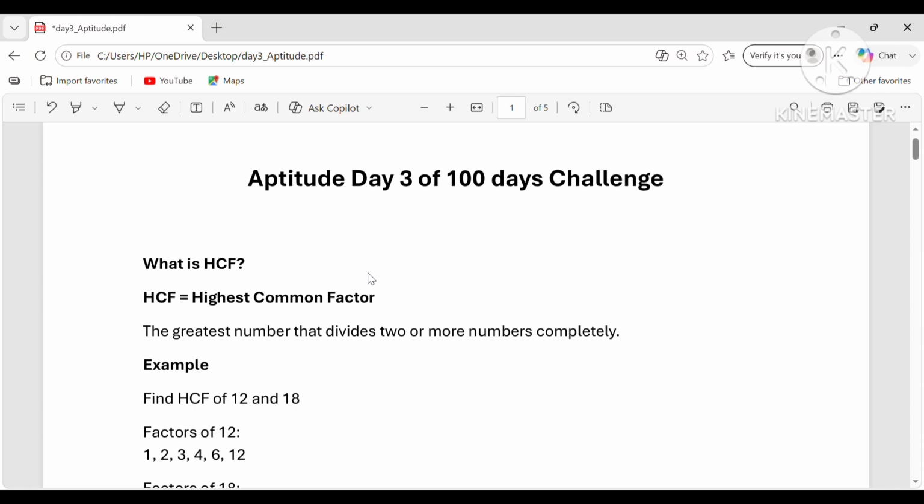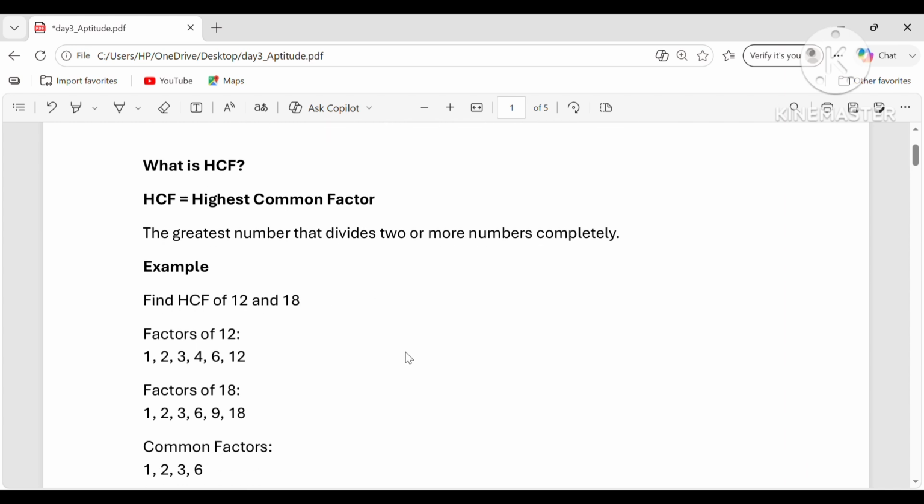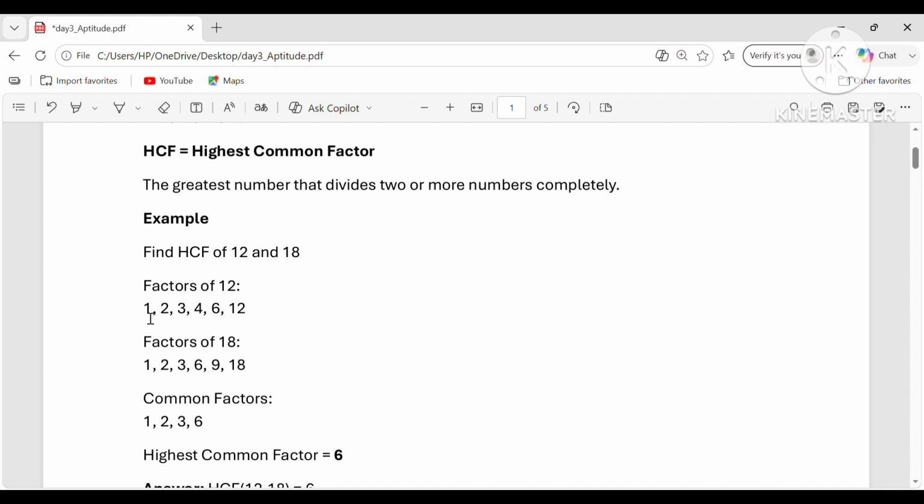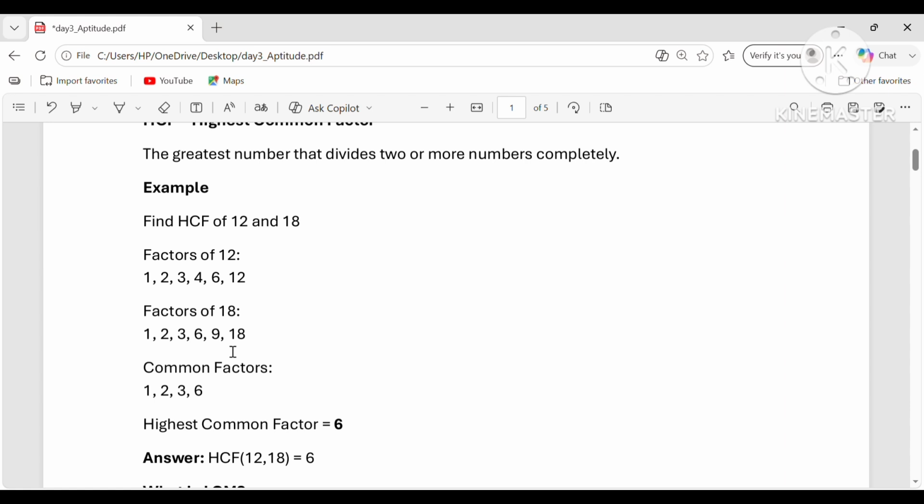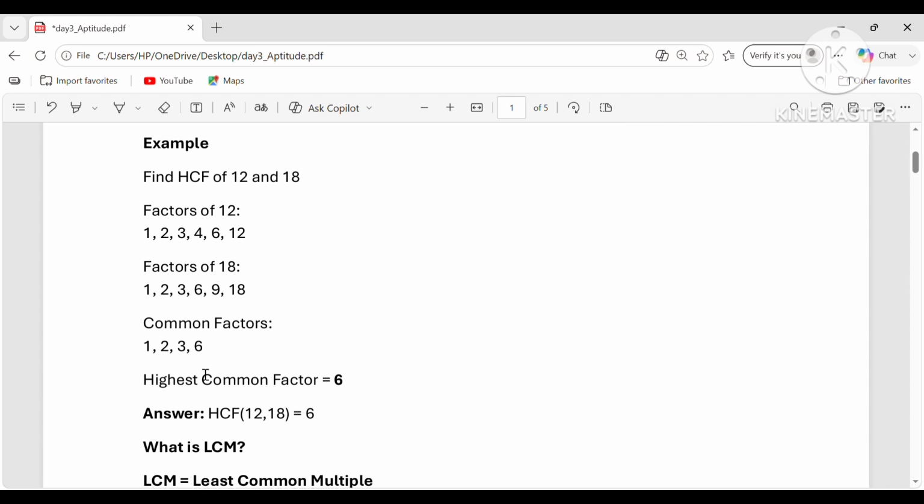First, what is HCF? HCF stands for highest common factor. It is the greatest number that can divide two or more different numbers completely. For example, let's take 12 and 18. Factors of 12 are 1, 2, 3, 4, 6, 12. And coming to factors of 18, 1, 2, 3, 6, 9, 18. The common factors are 1, 2, 3, 6. The highest common factor is 6. So, the HCF of 12 and 18 equals 6.